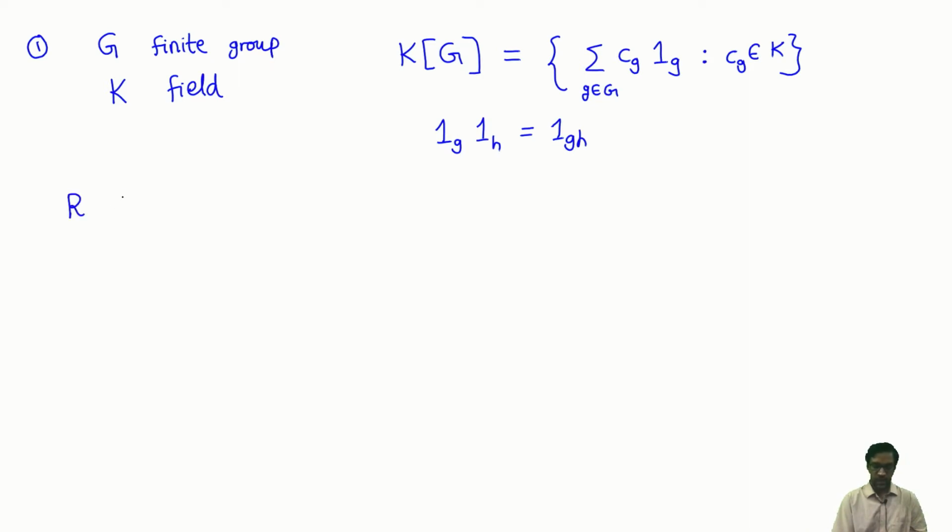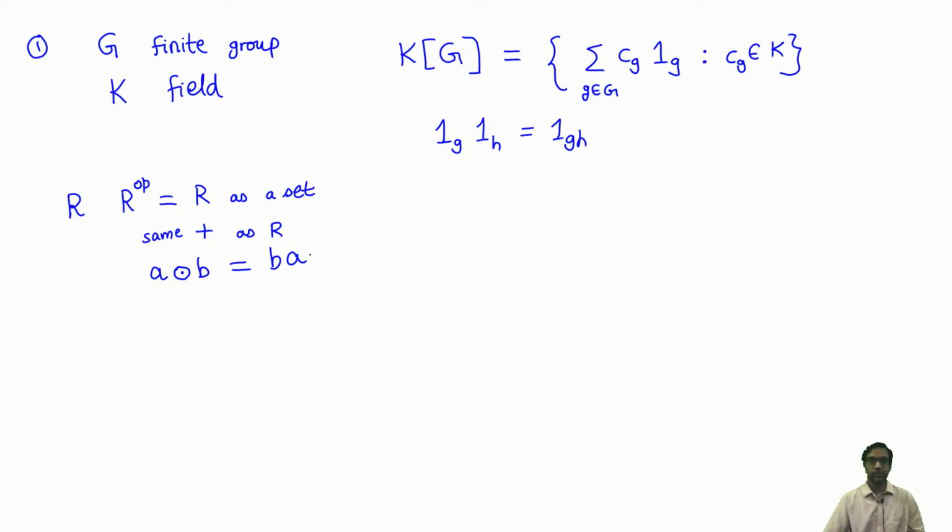So if I have a ring R, not necessarily commutative, then R op is a new ring. Well, what is it? Well, it is firstly R as a set. In fact, it's R as an abelian group as well, the same plus. So I'll say same plus as R, but the multiplication alone is the opposite. In other words, the new multiplication A into B in R op is just defined as the product B into A in R.